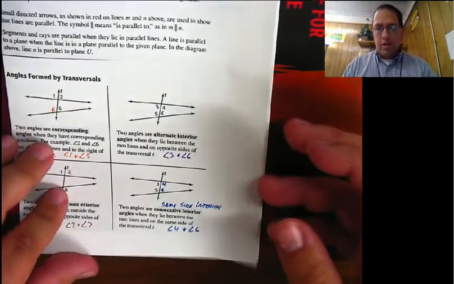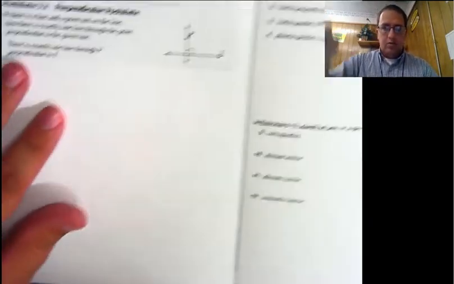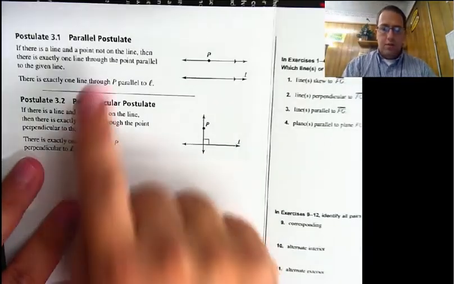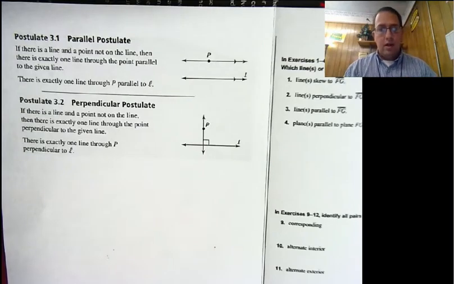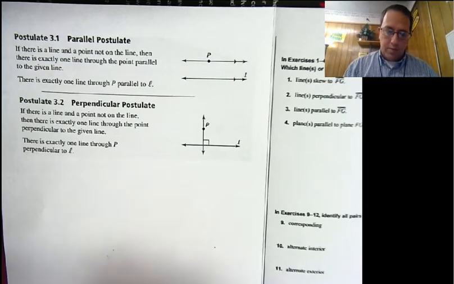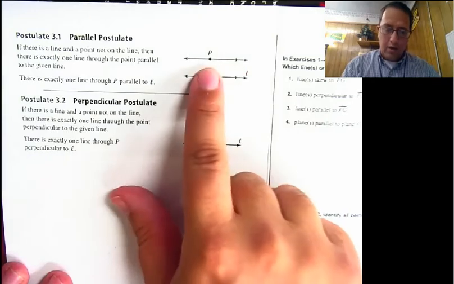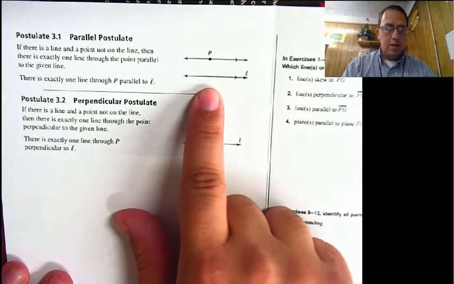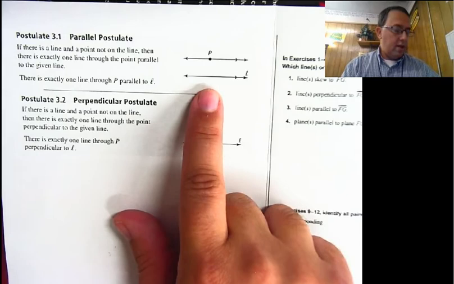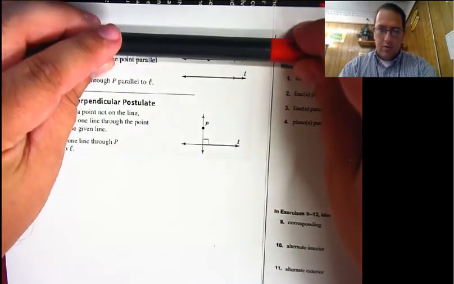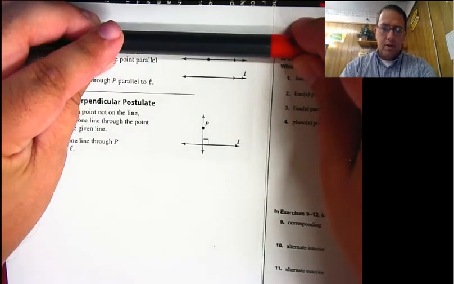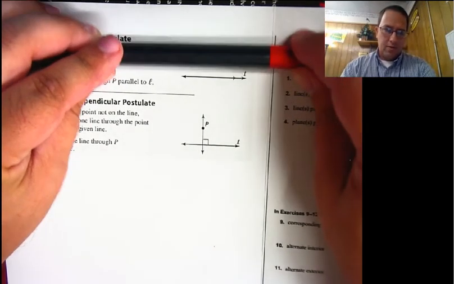We do have two other postulates to look at really quickly here. The first one is the parallel postulate, which says that if there is a line and a point not on the line, then there is one and only one line through that point parallel to the first line. So, for example, there is only one line through point P that is parallel to line L. Because if I had another parallel line and I moved it over a little bit, well, that's great, it's parallel, but it's not on point P, is it? It's up above it, or it's down below it.